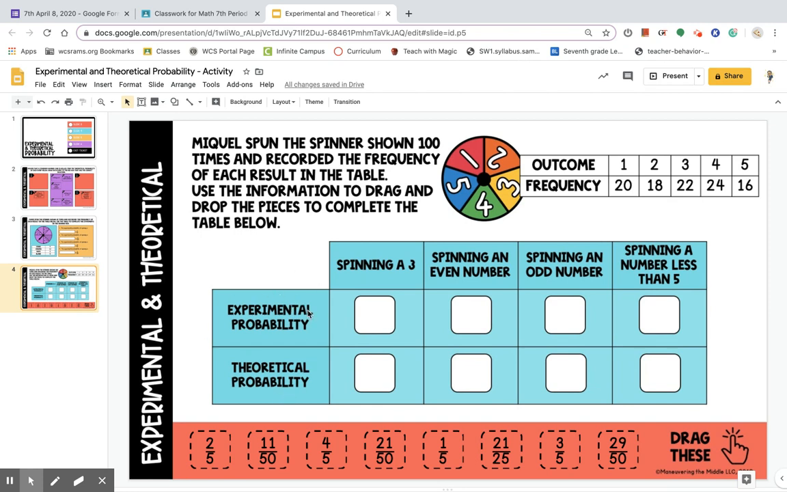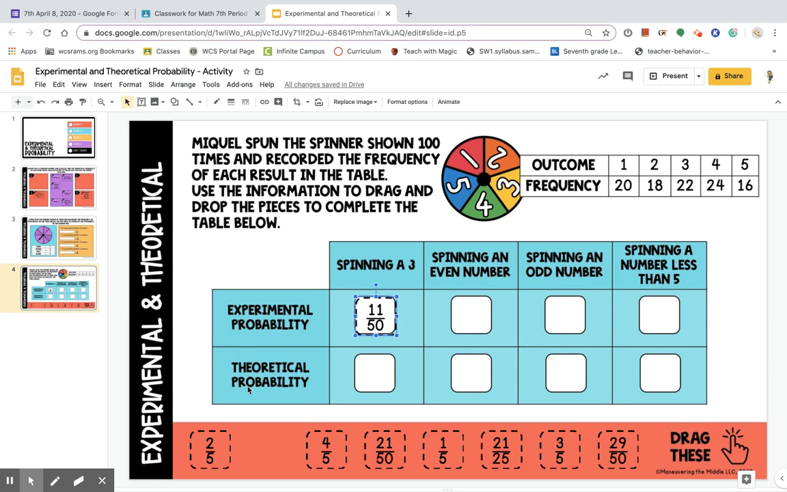So experimental probabilities for spinning a 3. Okay, so for spinning a 3, what actually did happen? So that would be 22. She landed on 3 22 times out of 100. Well, if you reduce 22 over 100, that is 11 over 50. So that is what this first one would be.